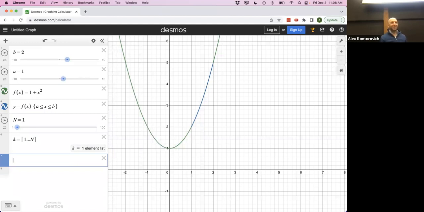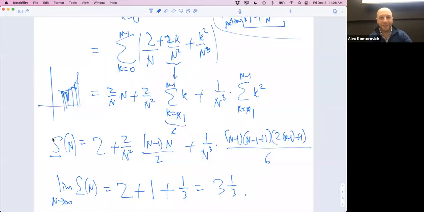Okay? I didn't know you could do this in Desmos either until yesterday. What's that? This is the second time I'm doing it. I tried it last night and it worked. So a buddy of mine showed me how to do this.